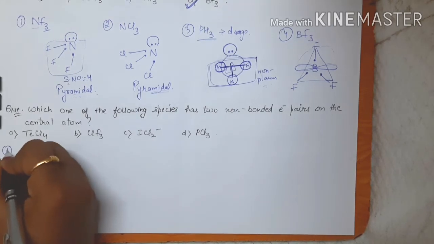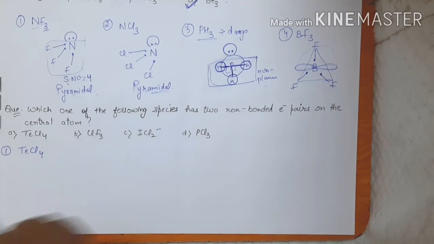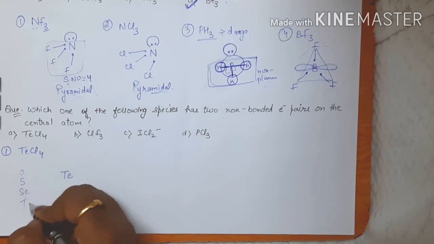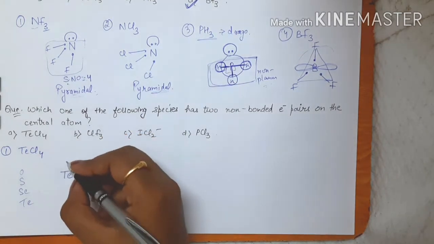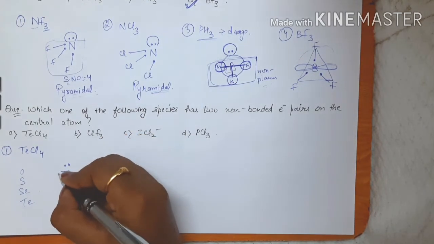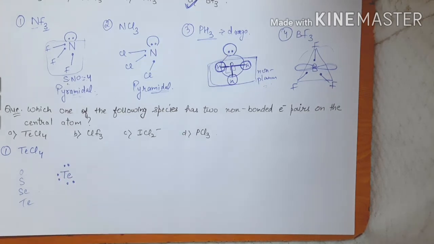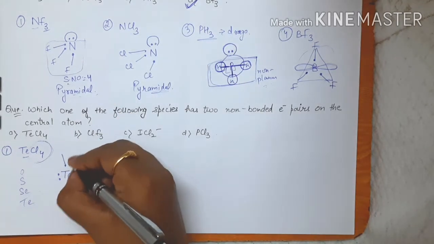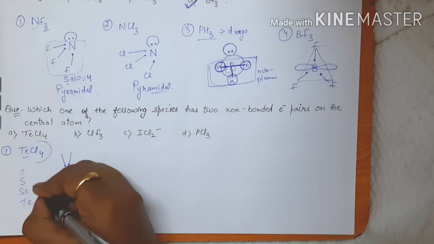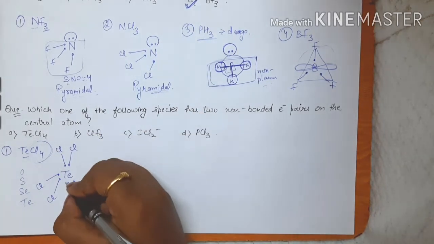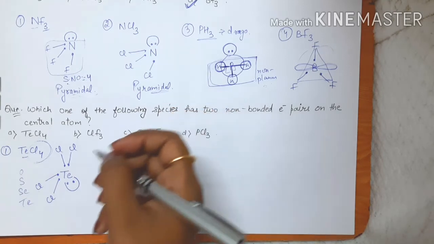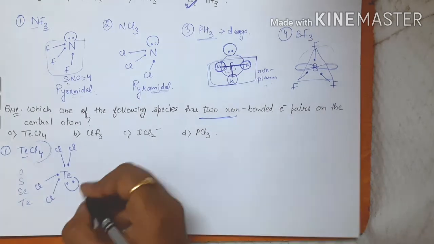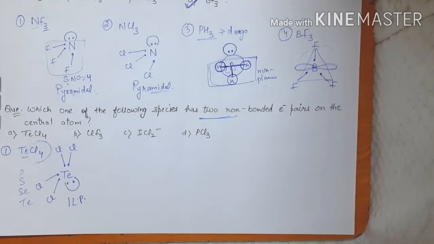So first, starting with TeCl4. Here tellurium belongs to the oxygen family: oxygen, sulfur, selenium, and then tellurium. So just like oxygen, this is also going to have 6 electrons in the valence shell. Now it is attached with 4 chlorines. Chlorine is univalent, so it will be attached like this. Now tellurium is having 1 lone pair plus 4 bond pairs, but they are asking for 2 lone pairs. So this is definitely not the answer because it is having 1 lone pair.